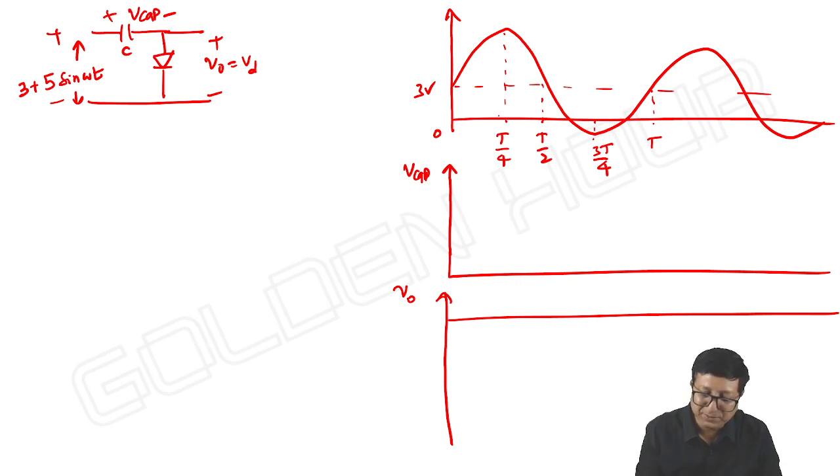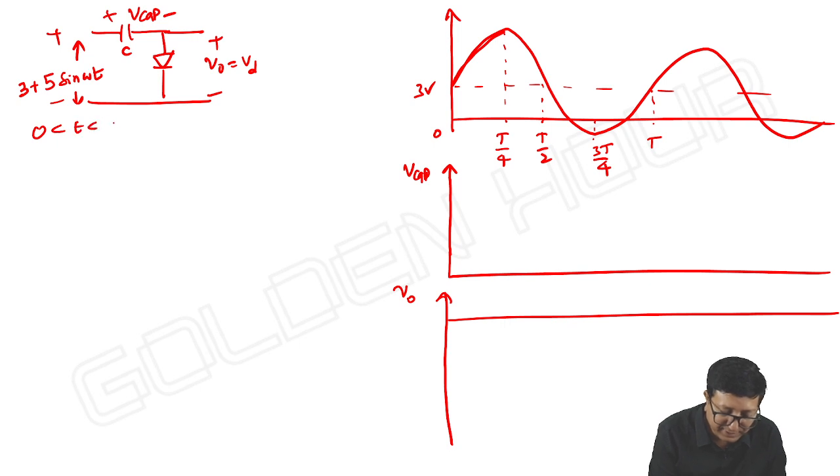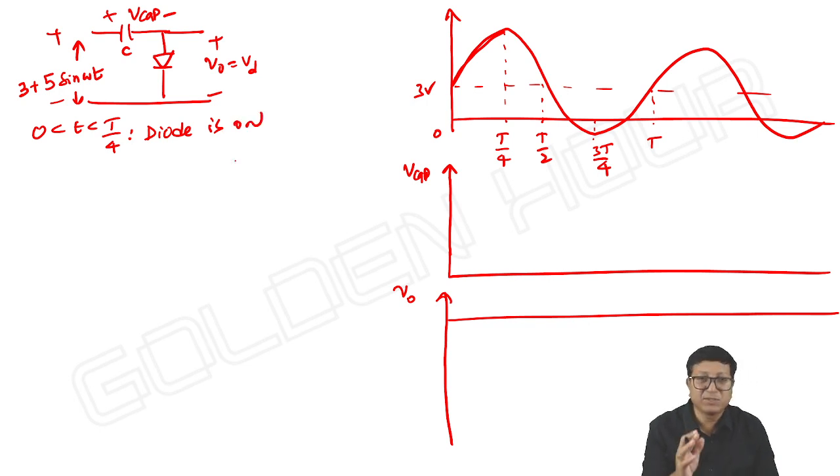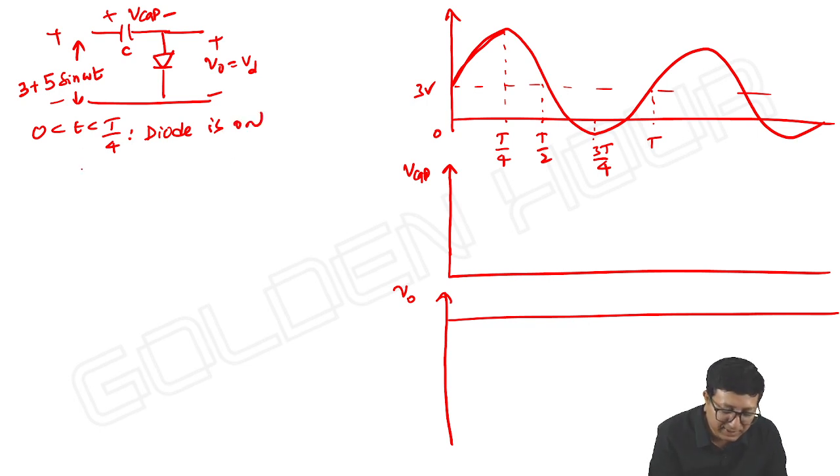As usual, with 0 initial conditions across the capacitor, what happens? From 0 to T by 4, the diode is on, as the input is positive. Once the diode is on, it almost acts as a short circuit, and the capacitor will rapidly charge towards the input with a time constant RF into C.